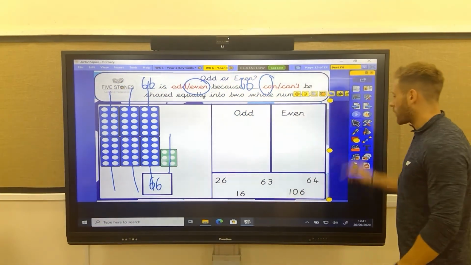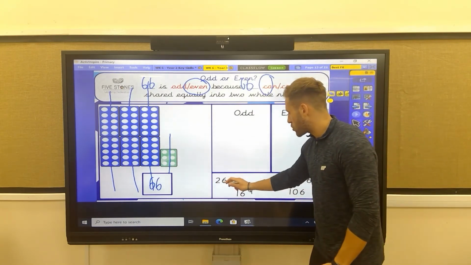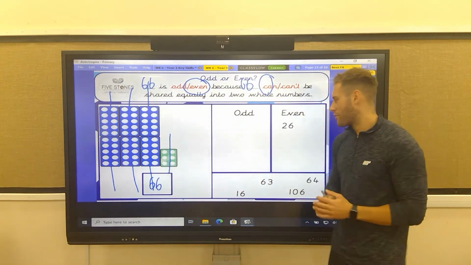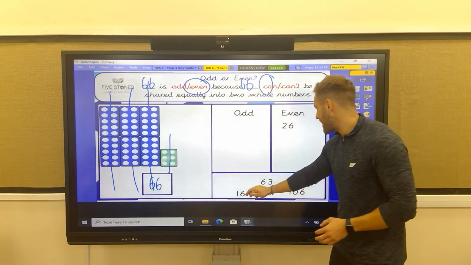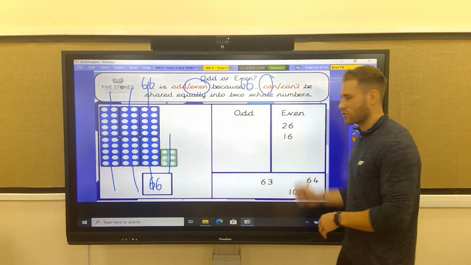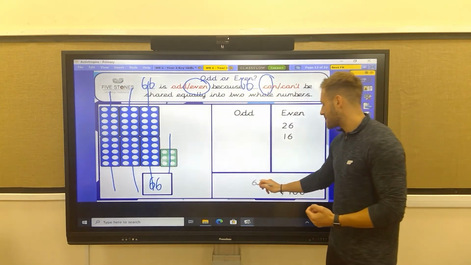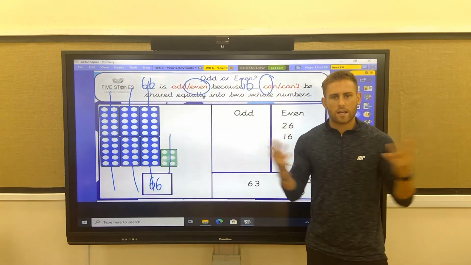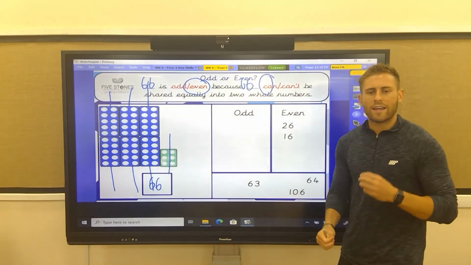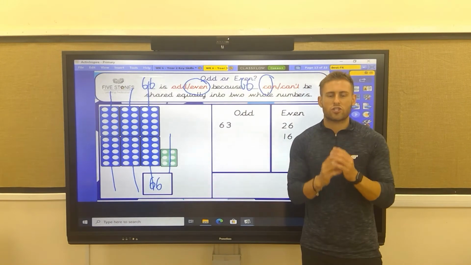Right, we're back in. We know that numbers with 6 in the ones column are even. So 26, 2 10s are shared equally, 6 1s, 3 and 3. 16, the 10 is shared equally, the 6, 3 and 3. So 16 is even. 63, the 60 will be shared equally into 3 10s and 3 10s, but the 3 1s, yes, it's an odd number. 3 is an odd number because 3 can't be shared equally into two whole numbers.